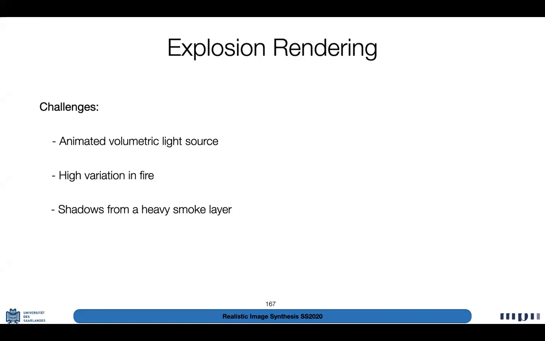There are animated volumetric light sources. The fire has very high variations, and the light of the fire also creates shadows because of the heavy smoke layers. If there is a smoke layer which is more absorbing, which is darker, it will create shadows with respect to the emission happening from other layers.